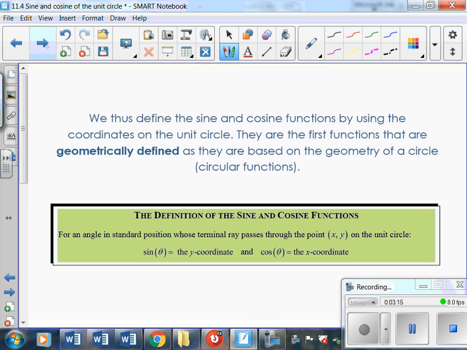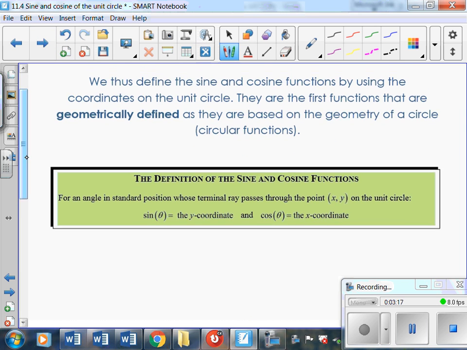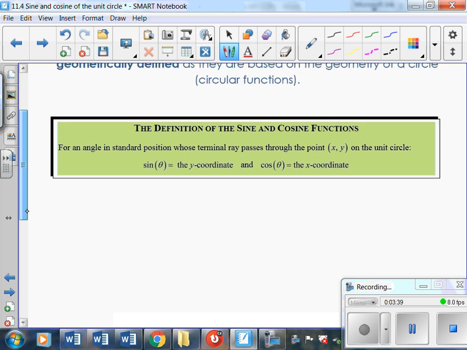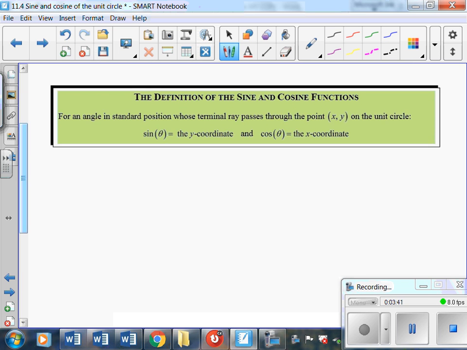So we thus define the sine and cosine functions by using the coordinates on the unit circle, like I just talked about. They are the first functions that are geometrically defined, as they are based on the geometry of a circle, or circular functions. So this is just what we talked about. The definition of sine and cosine functions is for an angle in standard position whose terminal ray passes through the point xy, and that's exactly what we just set up. If you consider that unit circle that we looked at, okay?